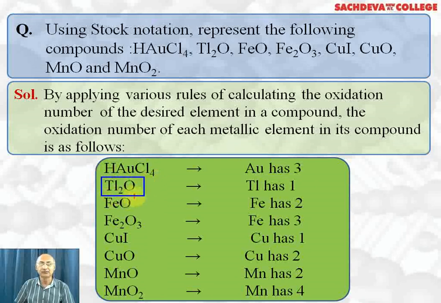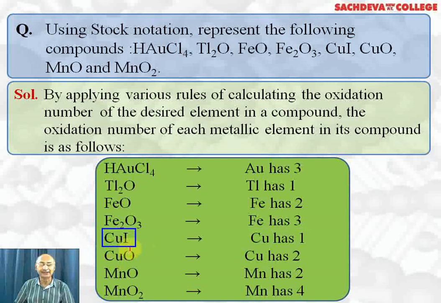In Tl2O, oxygen has -2, so Tl will have +1 oxidation state or oxidation number. In FeO, oxygen has -2, so iron has +2. So Fe has oxidation number 2. Fe2O3, Fe has x and oxygen has -2. So 2x minus 6 equal to 0, 2x is equal to 6, x is equal to 3. So Fe has +3 oxidation number.